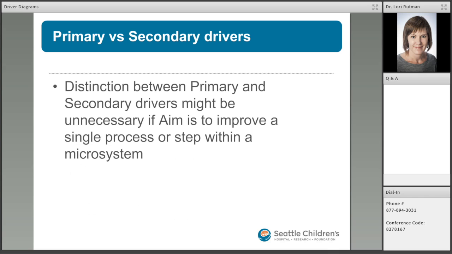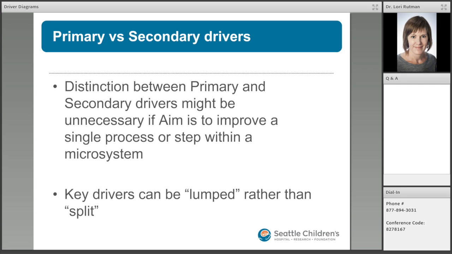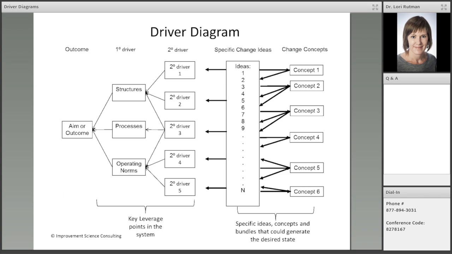So to emphasize that again here, really the distinction between primary and secondary drivers might be unnecessary if the aim is to improve a single process or step within a microsystem. And as I just mentioned, the drivers can be lumped into just drivers or split into primary and secondary drivers if that makes it more useful to you.